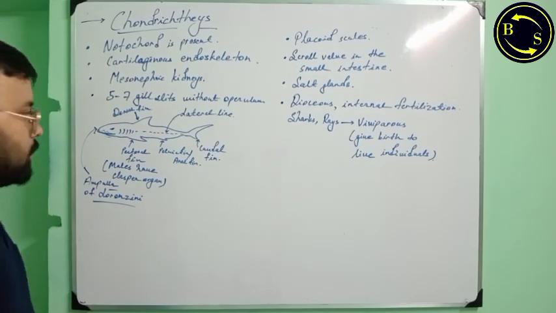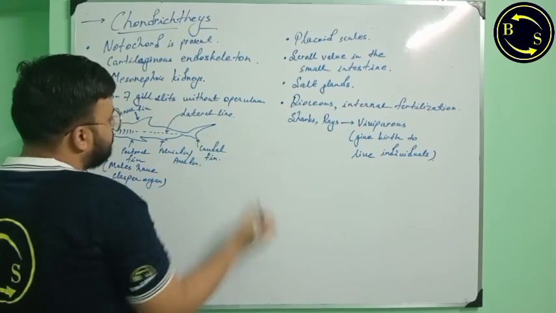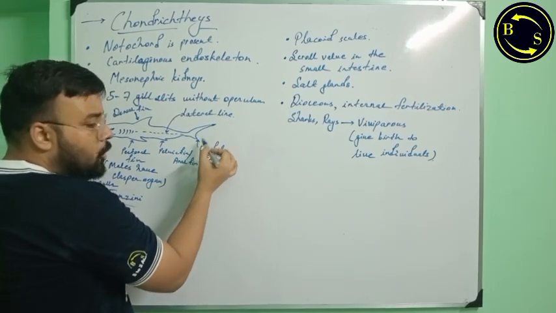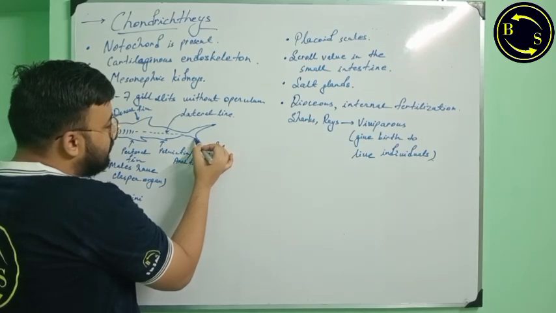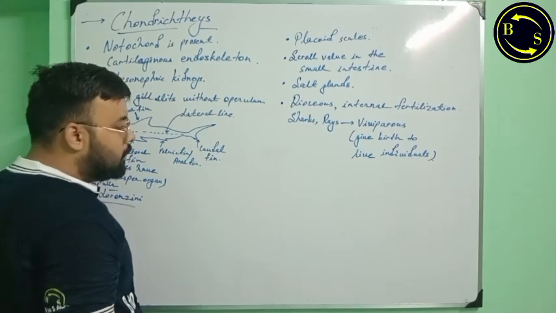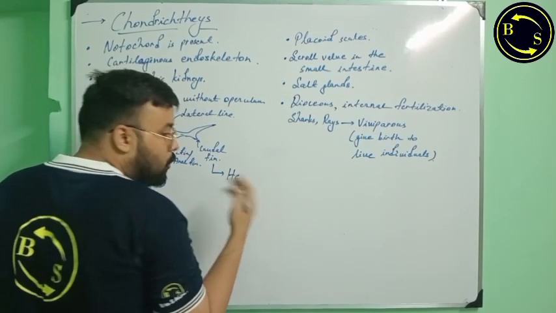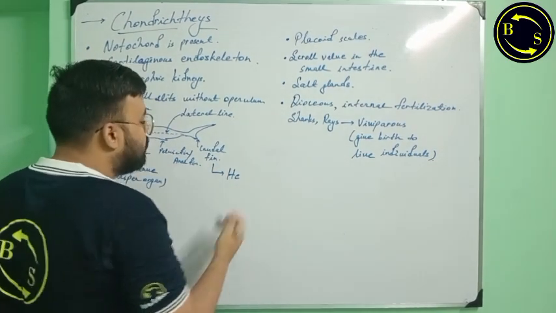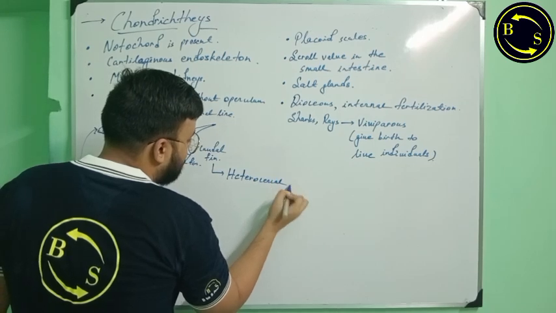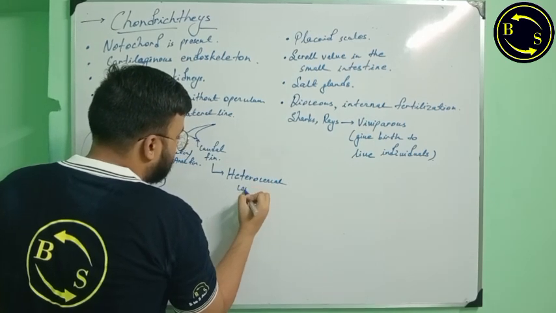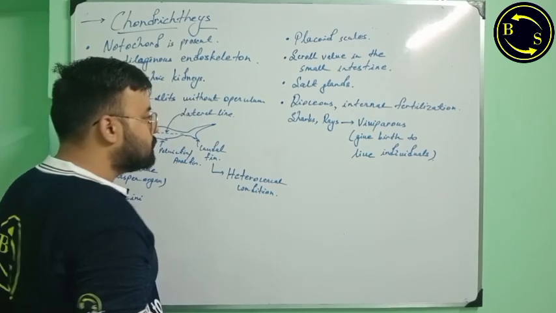Also, there is another thing you have to know. Do you see the caudal fin? The two halves of the caudal fin are not of equal length. They are unequal, right? So their caudal fin is heterocercal, meaning unequally divided caudal fin. This is known as heterocercal condition.